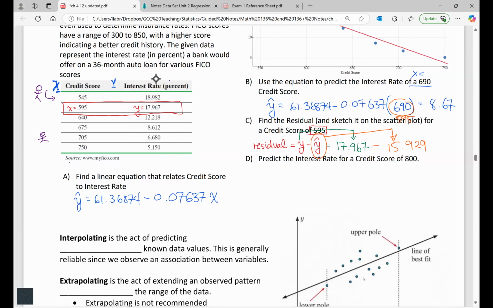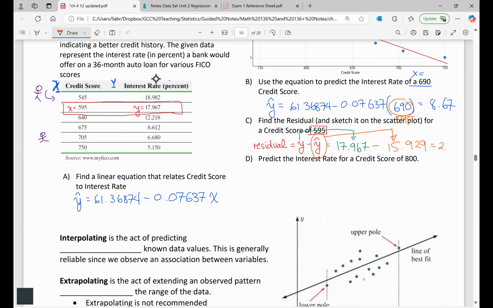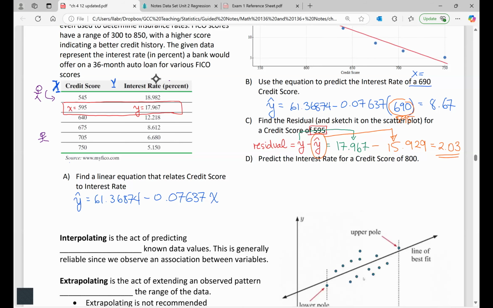All right, so once you have the X value, always go to your table and find the actual corresponding Y value, and then just find the predicted Y value. Do the subtraction, so just do the difference, and you end up with 2.03. All right, and that more or less does it.